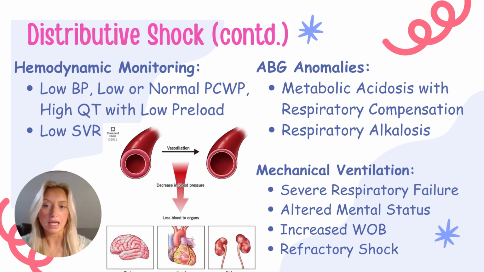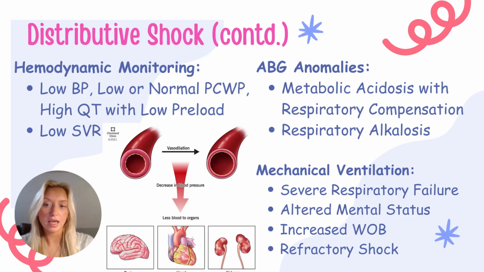This combination together can cause sudden cardiac arrhythmias, most often torsades, which is a very serious and very fatal form of VTAC, and a low systemic vascular resistance despite a high cardiac output. ABG anomalies.